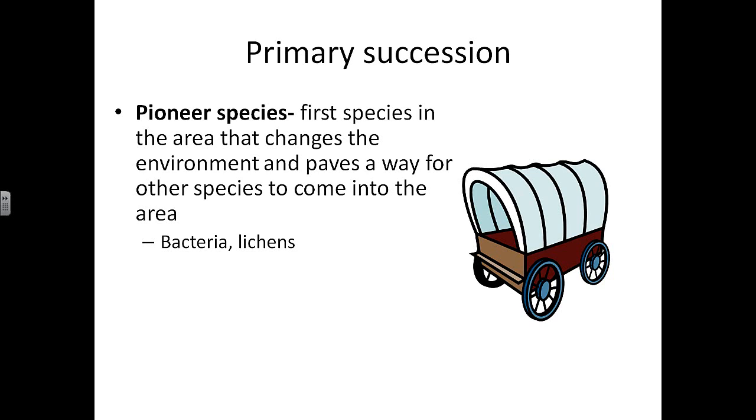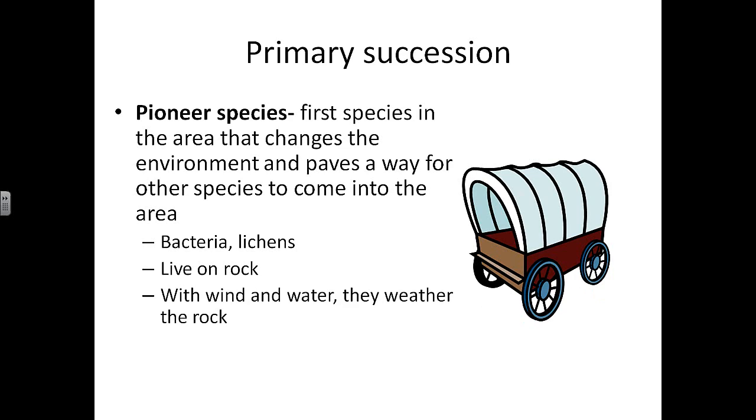Lichens look kind of like moss. These guys are allowed to live on rock. They have the adaptations that allow them to do so. And things like lichens secrete acid, and so with wind, water, and then their body processes, they help weather the rock or break it down. Weathered rock, if you remember from 7th grade earth science, if you had it with me, weathered rock makes soil.